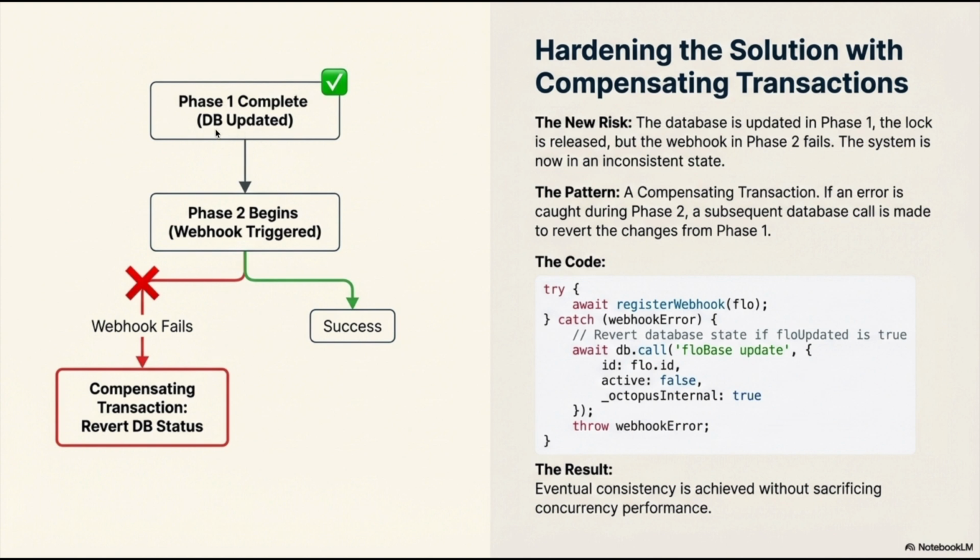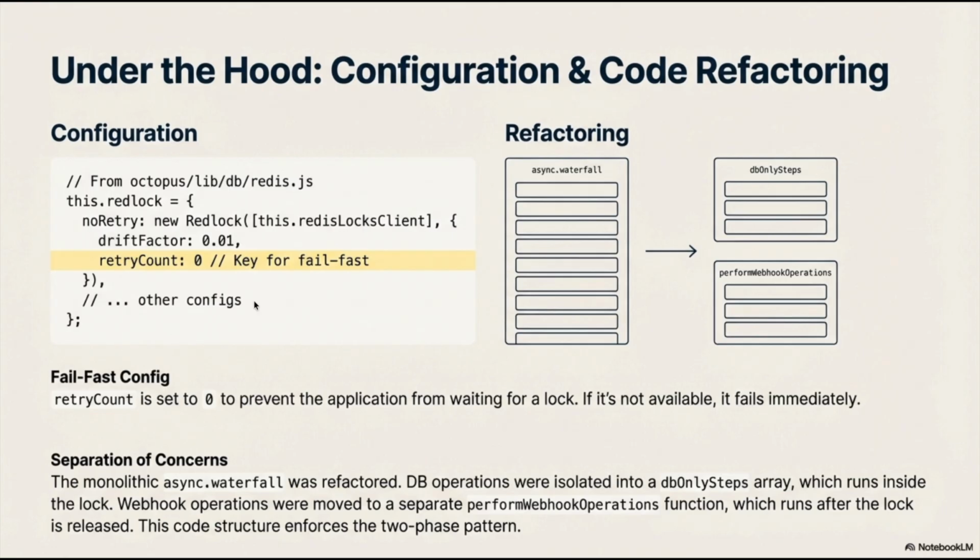During phase 1, when the DB update is complete, we add a flag saying this DB update is done. Once you see that the webhook registration failed, you check: is the flag true? If the flag is true, that means you've already updated the DB, so you want to revert it because the final operation, the webhook step, was not fulfilled. Under the hood, the configuration and code refactoring was very small. Instead of applying transactions around a lot of files, we just did a Redis lock. There was an async waterfall that we converted into a DB-only step, and then performed the webhook operations.